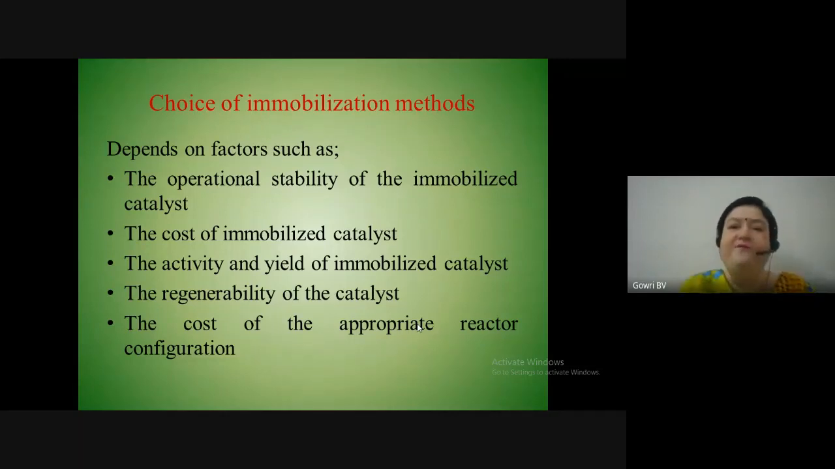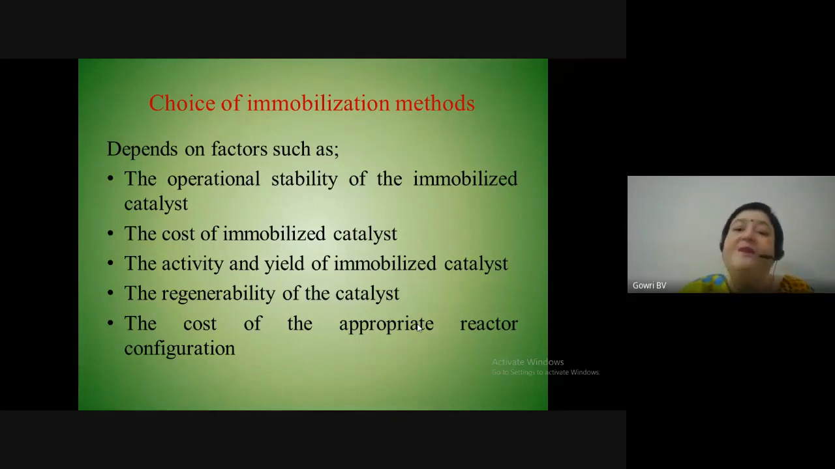So when you go in for an immobilized catalyst, the process should not reduce the stability, number one. Number two is how far the cost of the immobilized catalyst goes. Imagine your product is a very cheap product, and you're going to use an immobilization method that is very, very costly, it is of course going to be a waste. So you have to check whether the cost of the immobilized catalyst will suit the product.